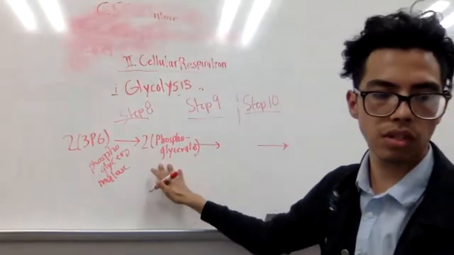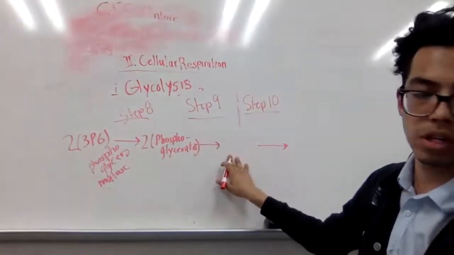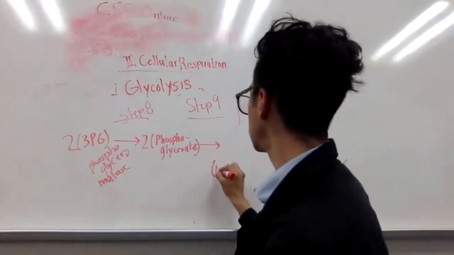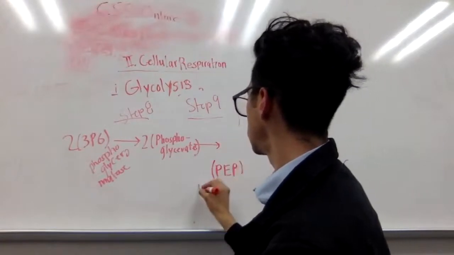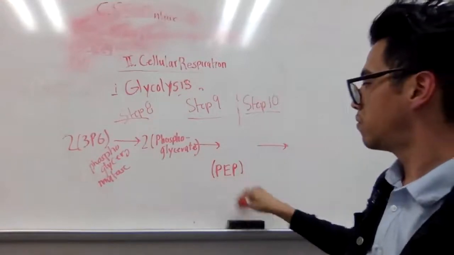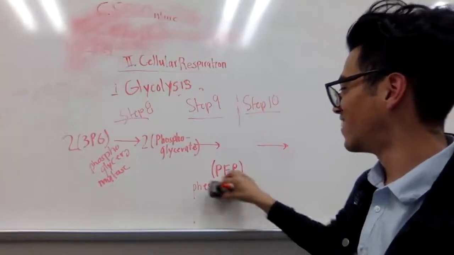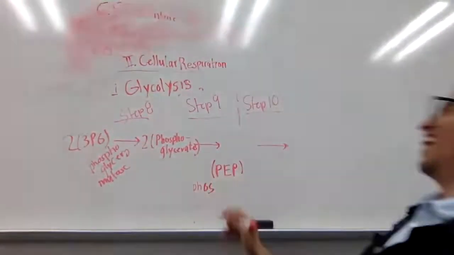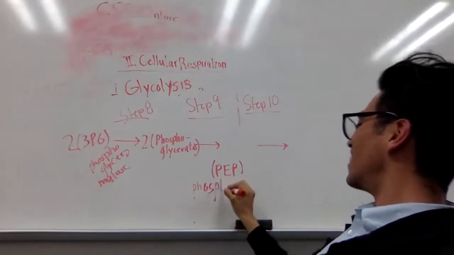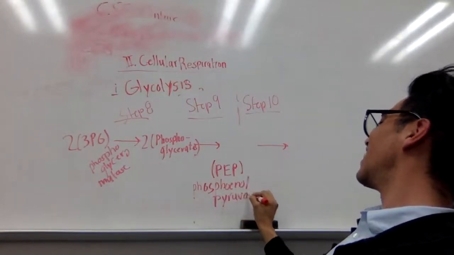Now we're going to go from the phosphoglycerate through step 9. We're going to convert phosphoglycerate into a new molecule called PEP, which is really important. Phosphoenolpyruvate.